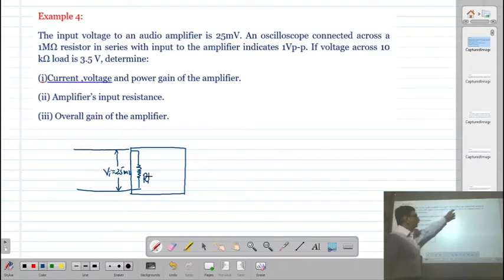Now an oscilloscope connected across a 1 mega ohm resistor in series with the input to the amplifier indicates 1 volt peak to peak. Means whatever my source is there, this voltage source, it is connected in series with the 1 mega ohm resistance. Here we have a 1 mega ohm resistance.